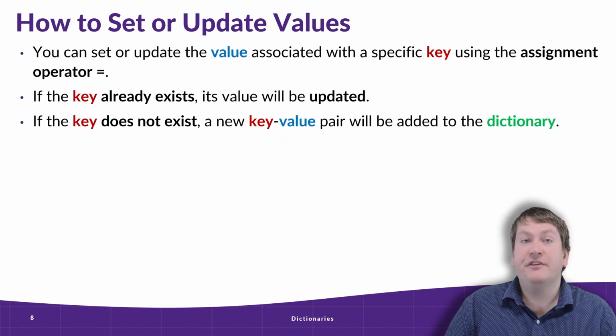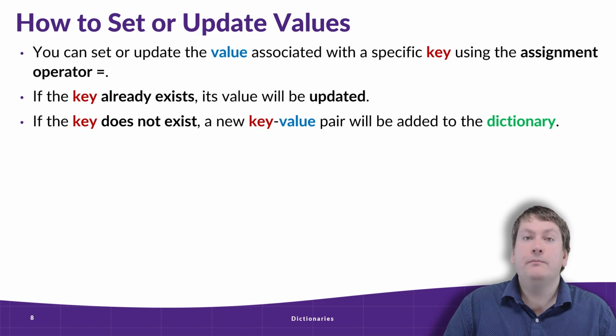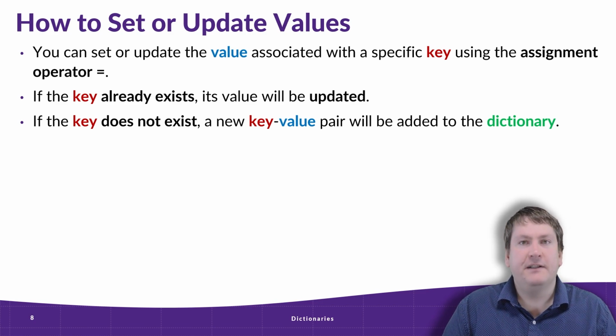So how do we set or update values? I did say dictionaries were mutable, which means we can change the values certain keys are pointing to, as well as adding or removing keys. Well, just like with updating the value of a list, where we use the square bracket notation and then the assignment operator, we can do the same thing with a dictionary, except instead of an index number, we are going to give a key value.